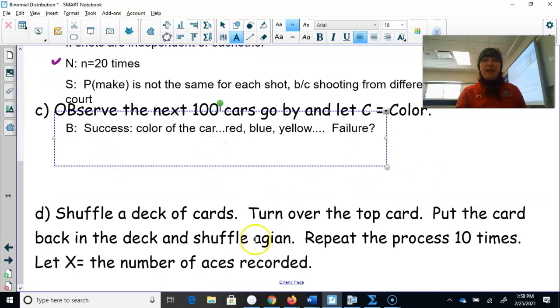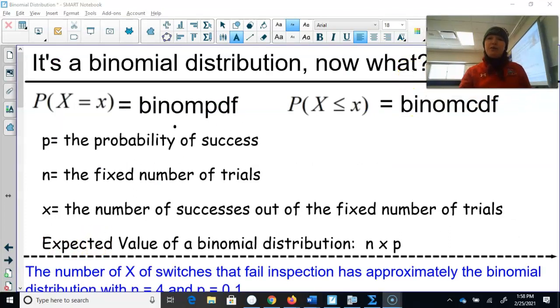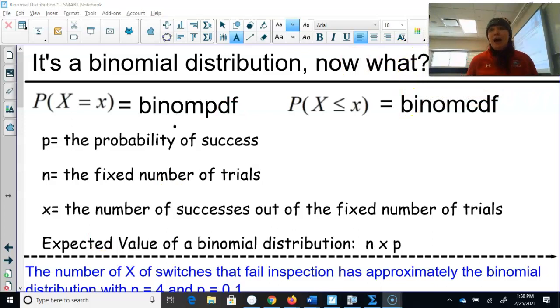I'm gonna let you try D on your own, and you can check with me if you're curious. I wanna move on now to the actual computing of a binomial distribution, computing probabilities of it. Okay, so I'm gonna teach you how to use your graphing calculator. That's gonna make your life a lot easier. And you're gonna have to pay attention to a couple different things, and we're gonna go through it right away.